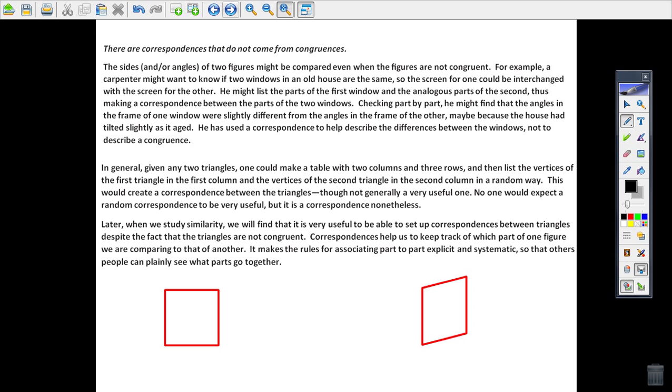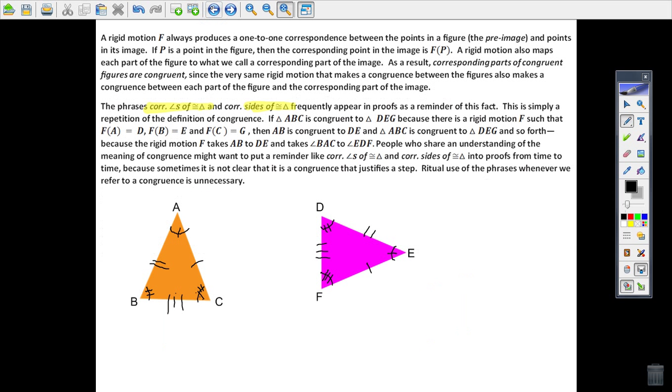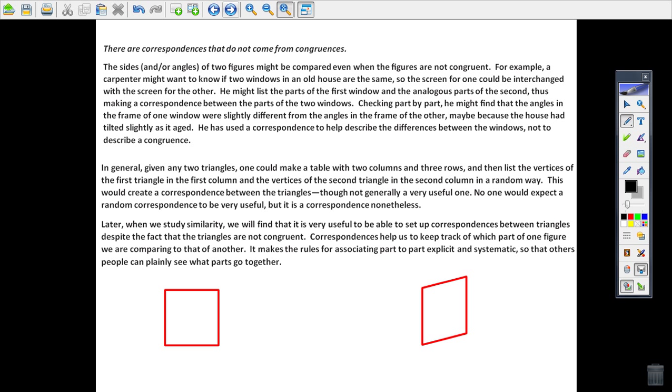Okay, there are some correspondences that don't come from congruences. So in the triangles from the previous slide, we discussed that since these figures are congruent, everything corresponds. But they don't necessarily have to be congruent for me to discuss a correspondence. So on this slide here, you see that there are two figures, two quadrilaterals near the bottom here.